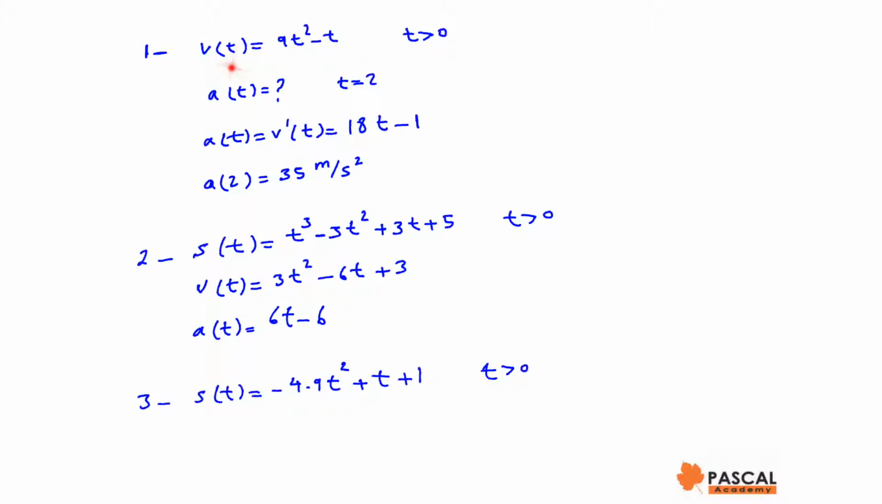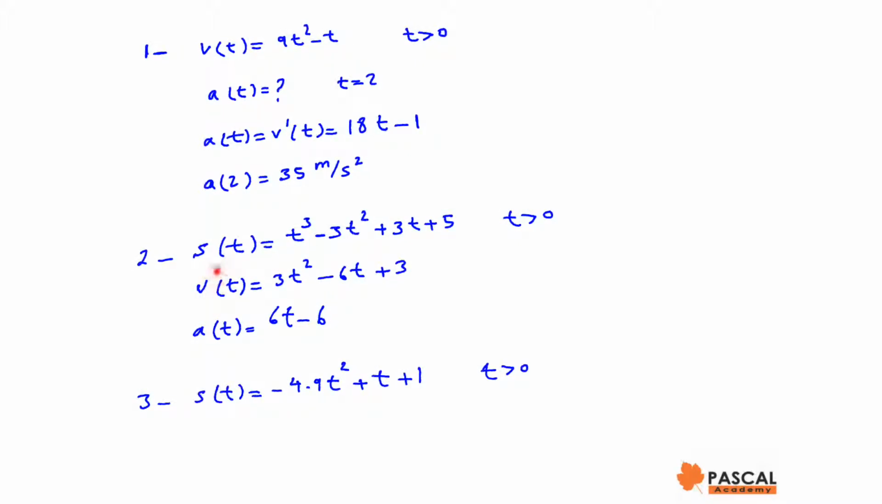Let's assume an object is moving in a straight line and its velocity is given by v of t equals 9t² minus t, when t is in seconds and v is in meters per second. Find the acceleration of the object at t equals 2. We know acceleration is derivative of velocity. Derivative of 9t² minus t is 18t minus 1. Therefore, acceleration at time t is 18t minus 1. This means acceleration after 2 seconds is 18 times 2 minus 1, which is 35 meters per second squared.